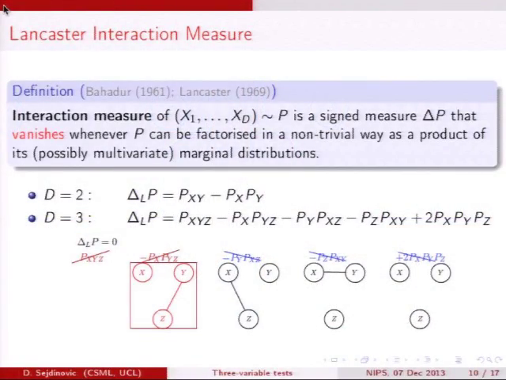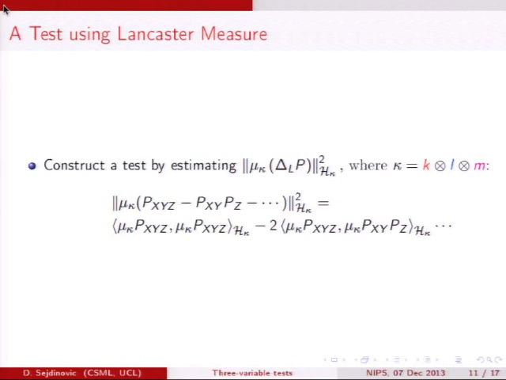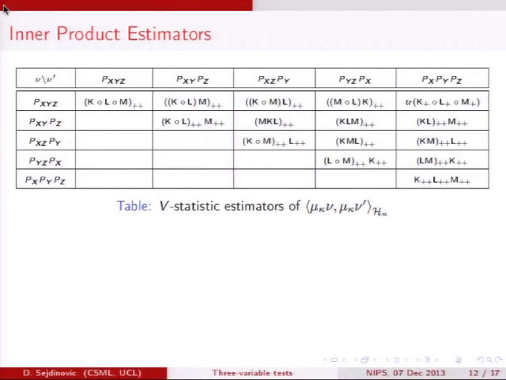Okay, so this is just some signed measure on the product space. We know how to embed probability measures and signed measures into a reproducing kernel Hilbert space, so we just do that. So we construct a test which estimates the Hilbert space norm of the embedding of the Lancaster interaction measure. The kernel kappa on the product space now is just the product of 3 kernels on the individual domains. So we have just this Hilbert space norm squared. This breaks down as a sum of various inner products between embeddings that we know how to estimate. So we do, and we get something like this.